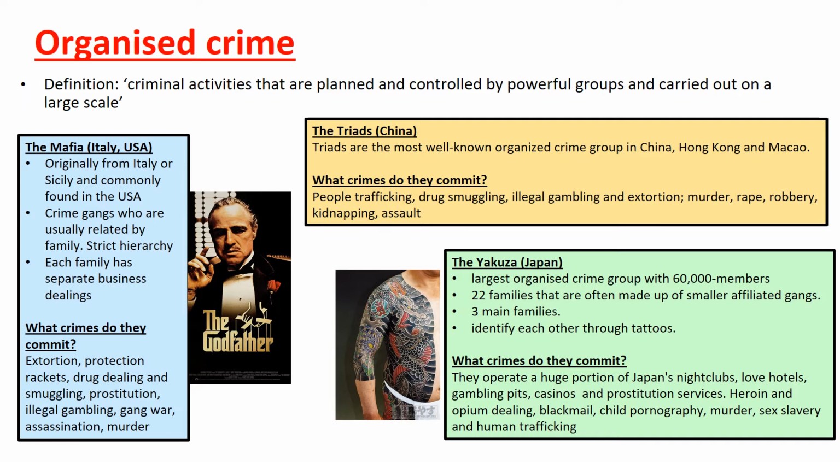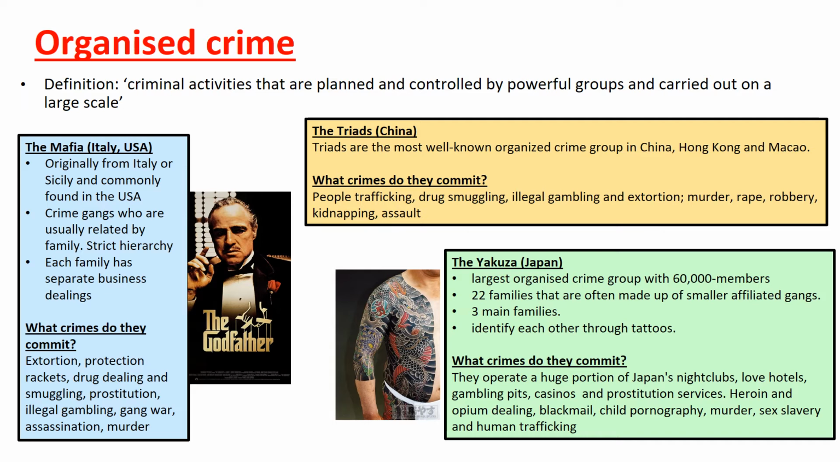Next we have the triads, who are the most well-known organised crime group in China, Hong Kong and Macau. The number of people involved in organised crime in general has risen from around 100,000 in 1986 to around 1.5 million in 2000. New members are often recruited among the 120 million strong floating population of migrant workers, and they commit crimes such as people trafficking, drug smuggling, illegal gambling and extortion, murder, rape, robbery, kidnapping and assault.